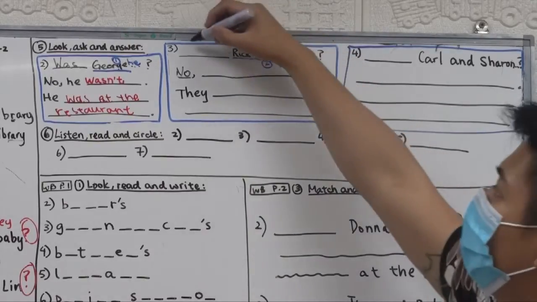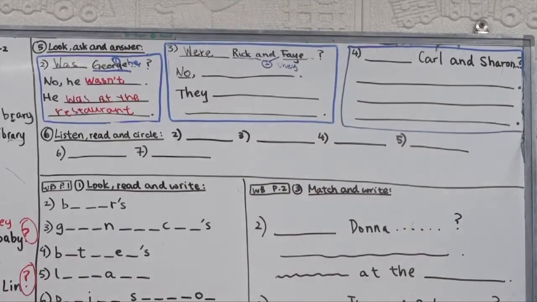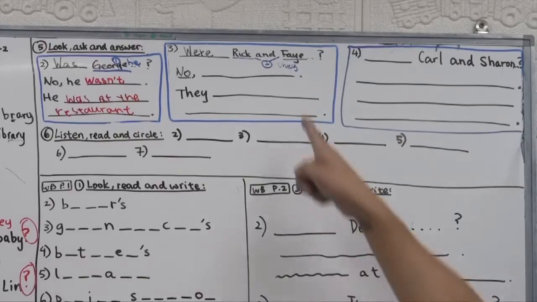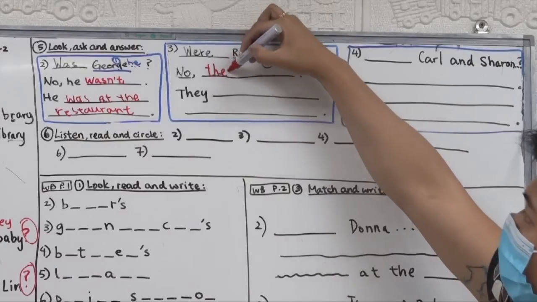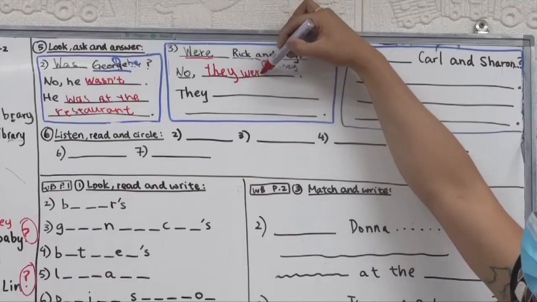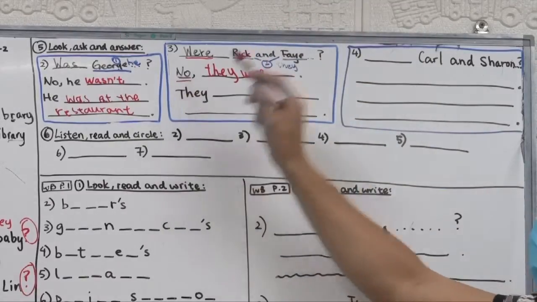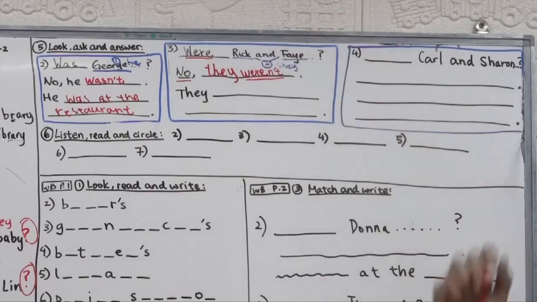It should be were, W-E-R-E. Were Rick and Faye at the restaurant yesterday? And someone said no. So no, and then we use they, so it should stay the same. No, they, and then we have were. So we write down were, and then negative because no. So no, they weren't, N apostrophe T. Remember, weren't is one word. No, they weren't.